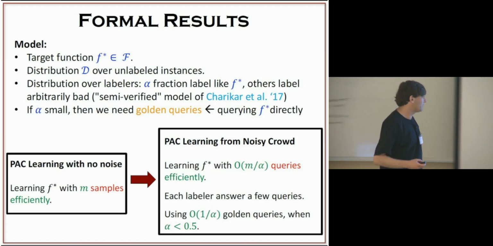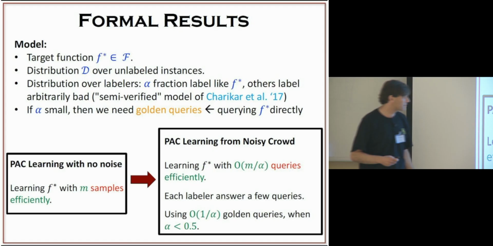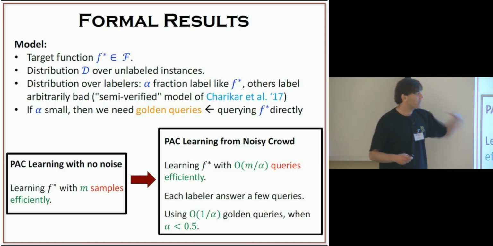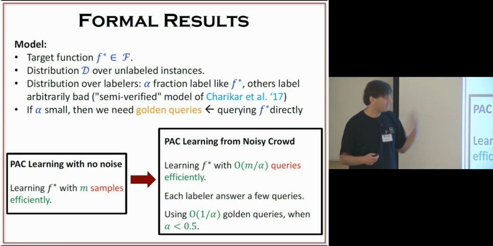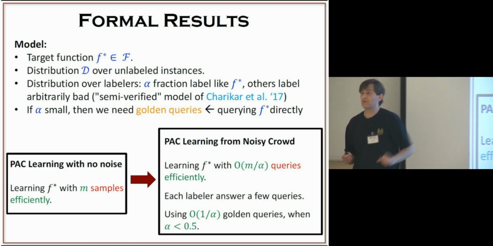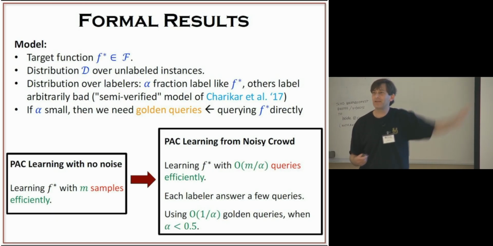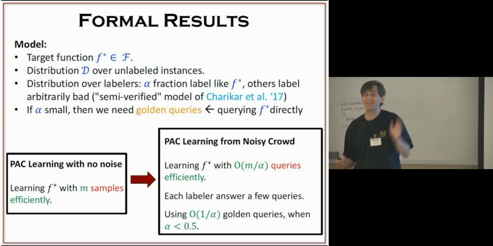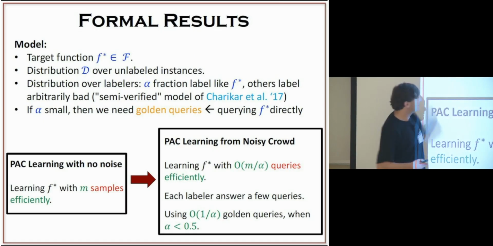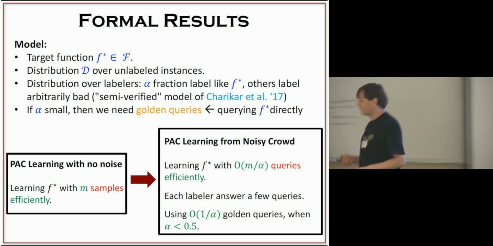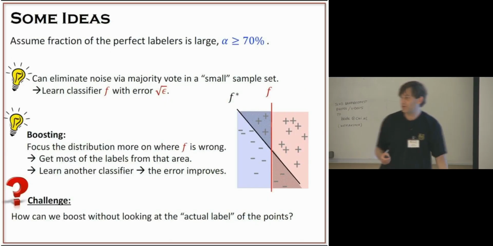Okay, and then the theorem is if you have a class, say linear separators, that's efficiently learnable without noise from m samples, we can get an algorithm in this model that will learn from order m labelings efficiently, where every labeler answers only a few questions. You're not allowed, for example, in this model, to find a labeler who knows what a Maine Coon cat is and ask that labeler to label everything. Any given labeler can only be asked a small number of questions. Okay, and then if alpha is less than a half, then you need a constant number of these golden queries. Okay, so that's the result. Let me just say a few ideas.